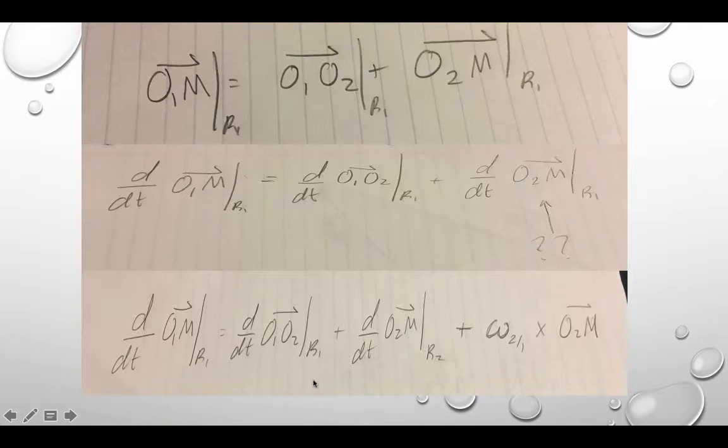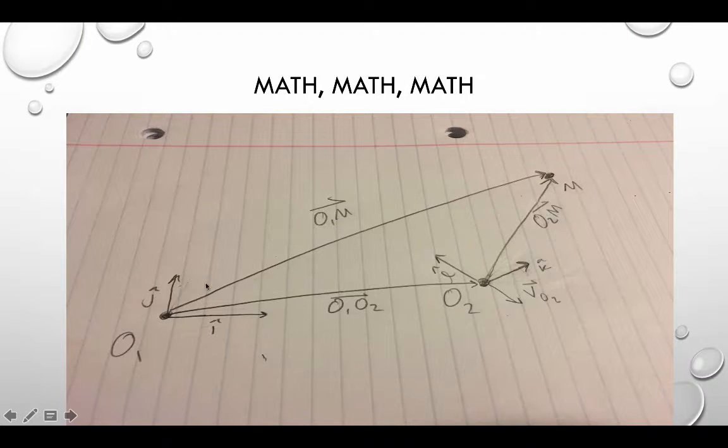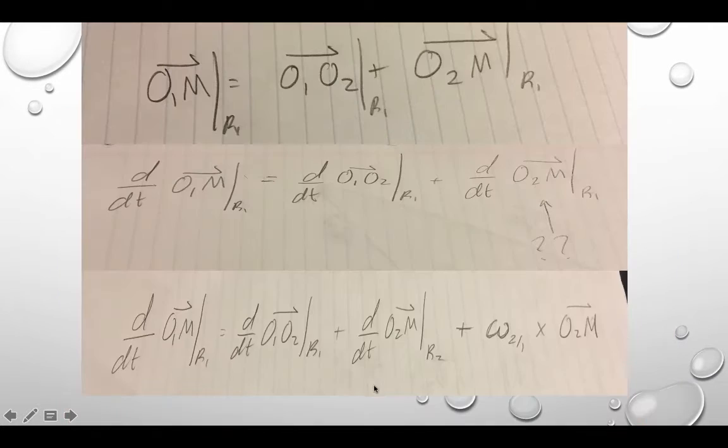So, what does all that mathematics mumbo jumbo mean? Let's break it down term by term. The first term here is d/dt of O1 to O2 in reference frame R1. That term is describing the motion of O2 moving away at VO2 from O1. This is actually a simple derivative, as you already know the position vector O1 to O2 in the basis i, j, or in reference frame R1. So that is just a simple derivative.